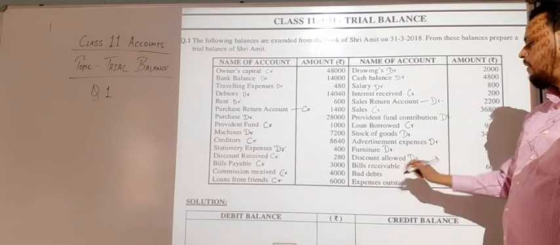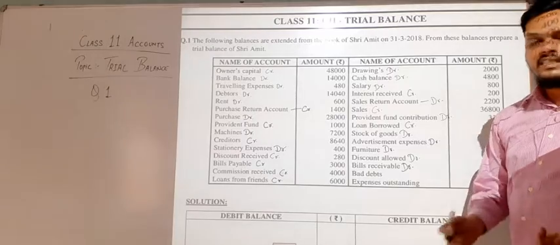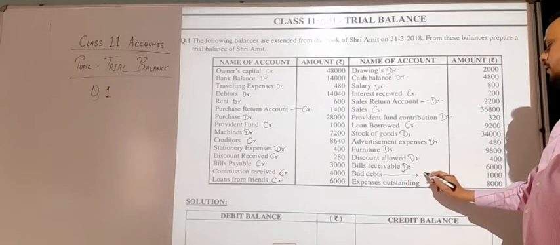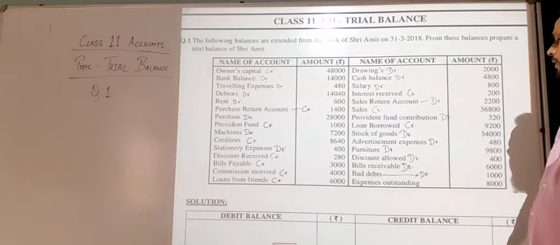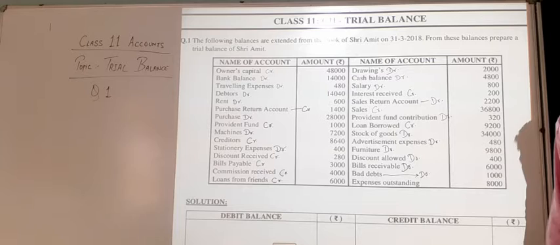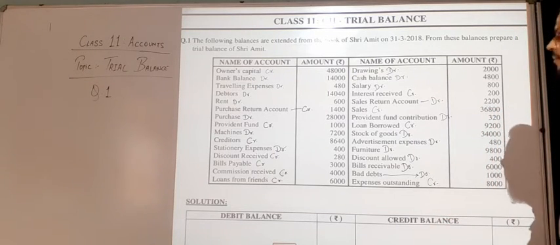Bills receivable is ultimately a debit. Bad debts means the amount which has not been received by us. It is considered under the title of debits. But outstanding expenses, the amount we have to pay, is under the title of credit side.